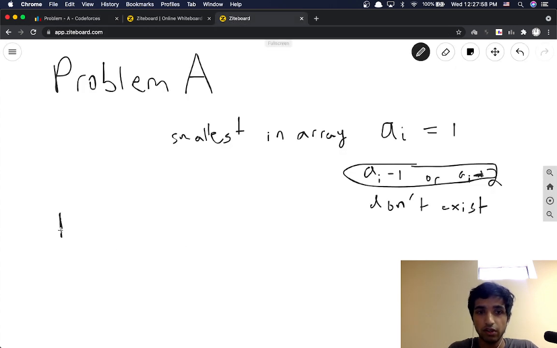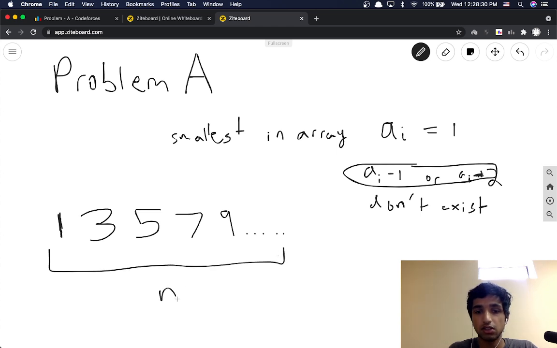So if we have 1 in the array, from this condition, AI minus 1 or AI minus 2 must be in the array. And for the next smallest number to be as large as possible, we want AI minus 2 to be in the array. So then the next smallest one would be 3. Similarly, the next smallest one would be 5, then 7, then 9. So these are just the odd numbers. So the sum of the first n odd numbers is n squared.